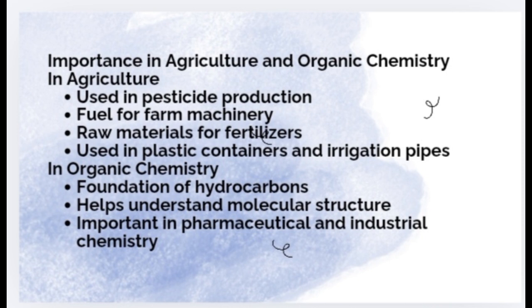In organic chemistry, constitutional isomers are very important because they help us understand the structure of hydrocarbons. They also help scientists study how the arrangement of atoms affects the properties of compounds. This knowledge is useful in pharmaceutical and industrial chemistry for making medicines and other useful products.